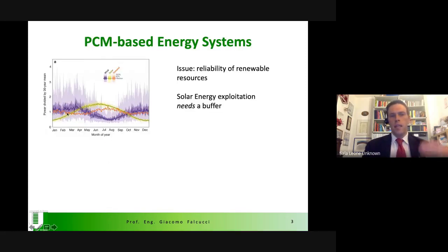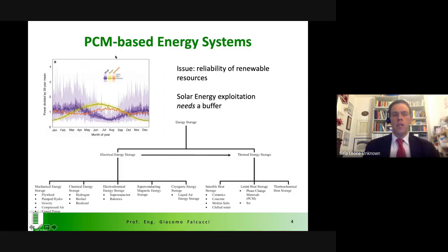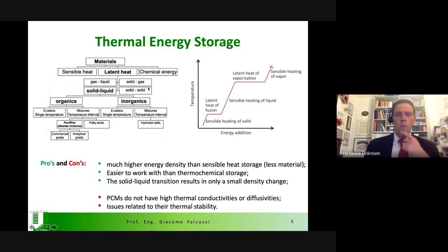As before, there is a decoupling between solar energy availability and demand, and we need energy storage as a buffer. Energy storage can take different forms: electrical, mechanical energy, chemical, electrochemical, superconducting, cryogenic, or thermal energy storage. We focus just on thermal energy storage, and more specifically on latent heat storage systems based on phase change materials.